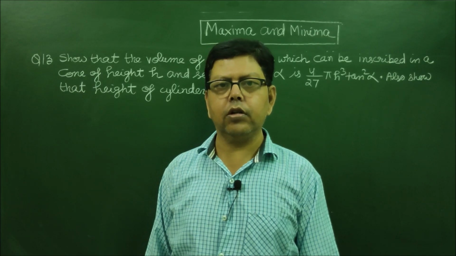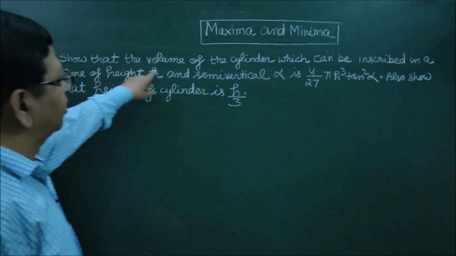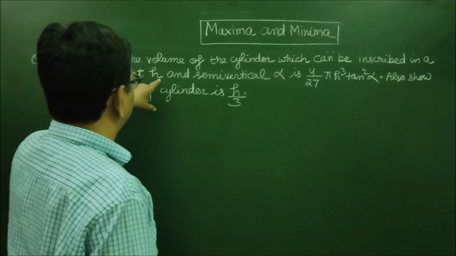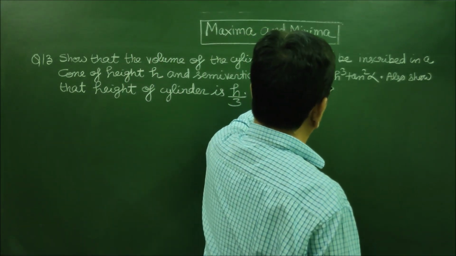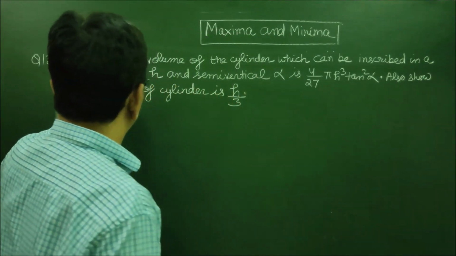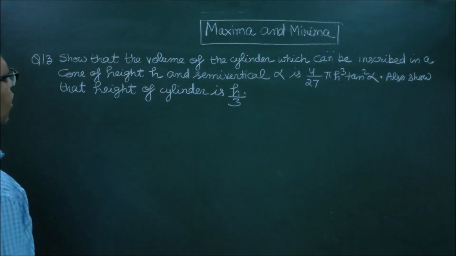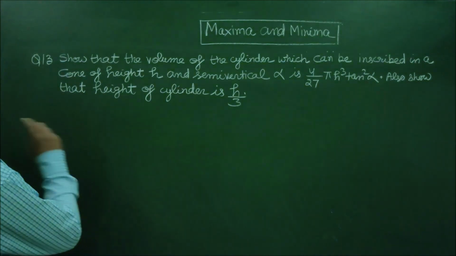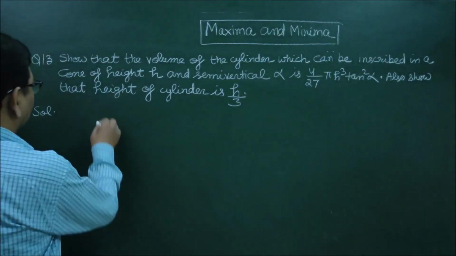Next question, question number 13. Show that the volume of the cylinder which can be inscribed in a cone of height h and semi-vertical angle alpha is 4 upon 27 pi h cube tan square alpha. Also show that the height of the cylinder is h by 3. So first let us draw a cone.